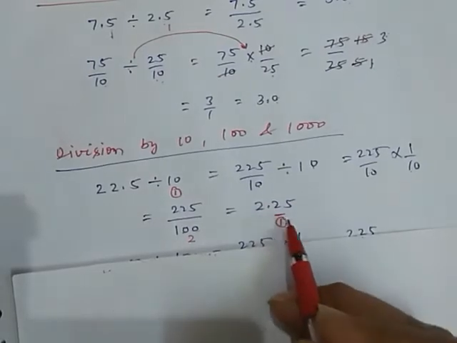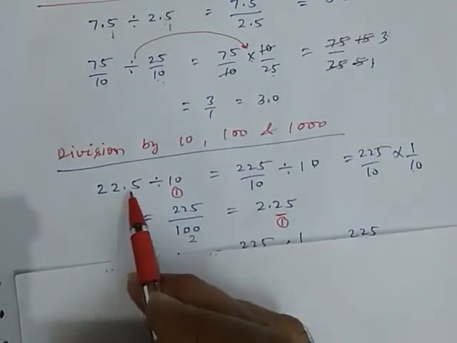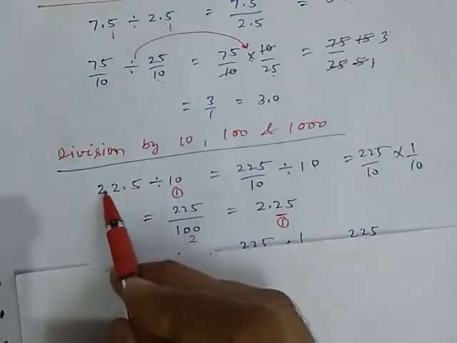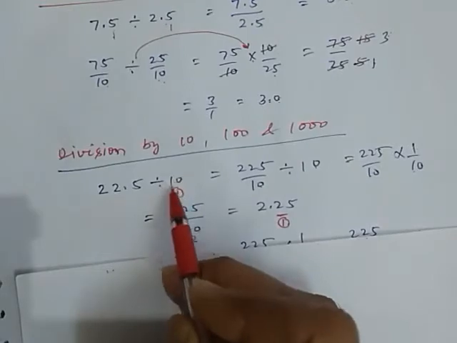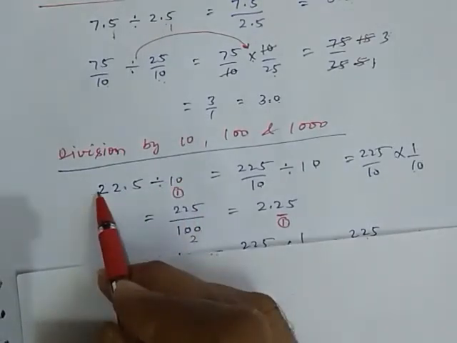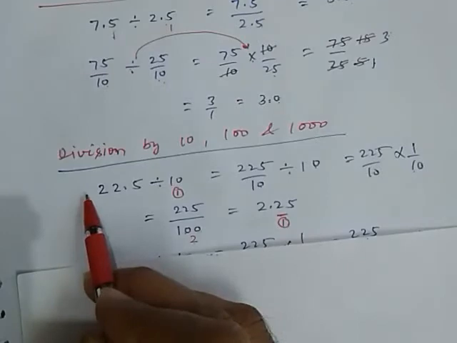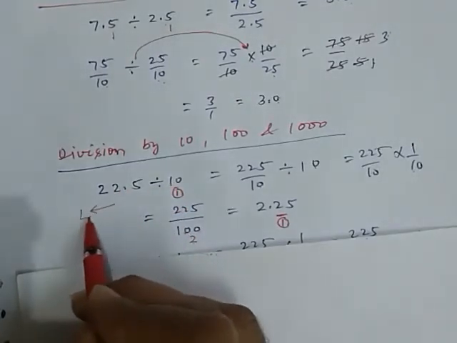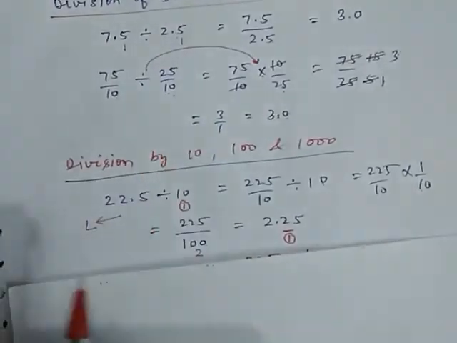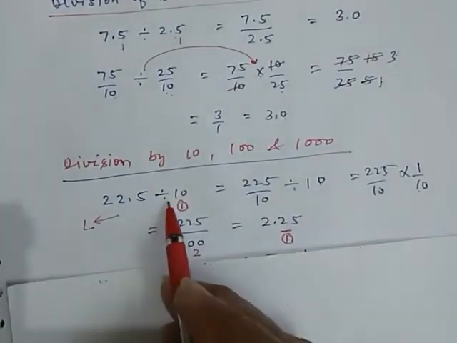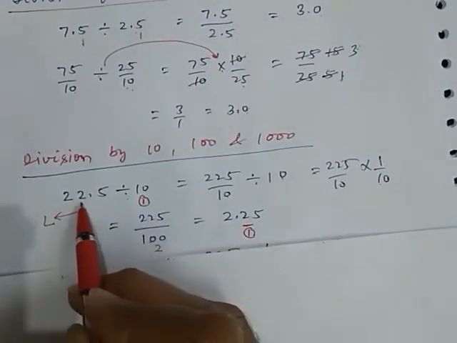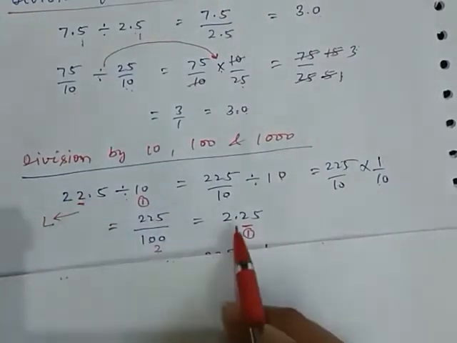Now see how many digits this shifted. This decimal shifted by 1 digit. Why? Because we divide by 10, so 1 digit shifted toward the left side. When we divide, the decimal shifts toward the left side, and when we multiply, the decimal shifts toward the right side. Here we divide by 10, so the decimal shifted left by 1 place, okay. So this decimal shifted to here.